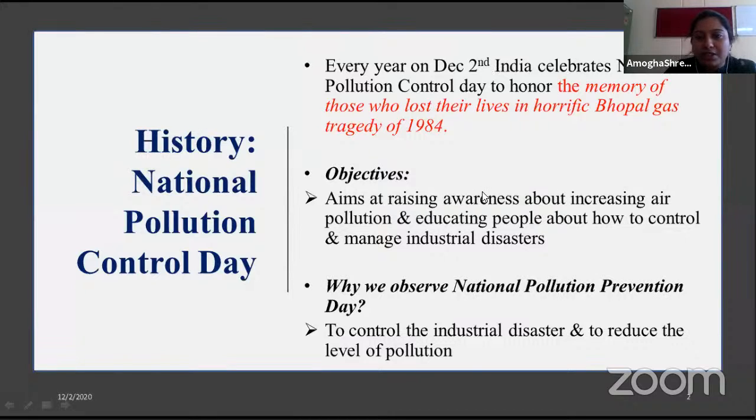Every year on December 2nd, India celebrates National Pollution Control Day to honor the memory of those who lost their life in the horrific Bhopal gas tragedy of 1984. It has three main objectives. It aims at raising awareness about increasing air pollution among the general population, educating people how to control and manage industrial disaster. And we also observe this day mainly to control the industrial disaster and also to reduce the level of pollution.